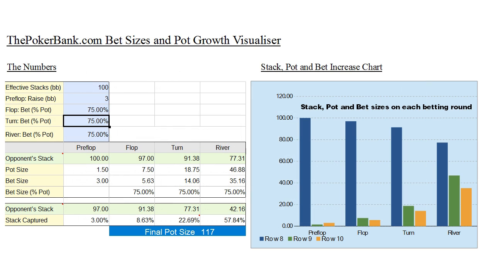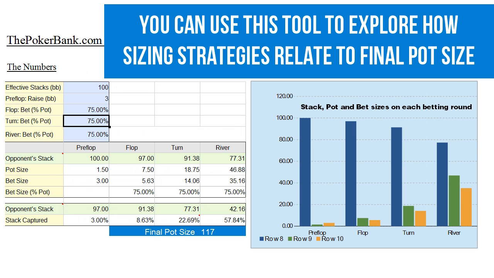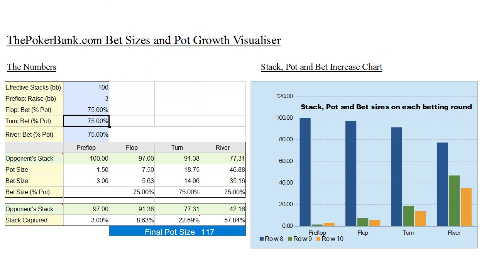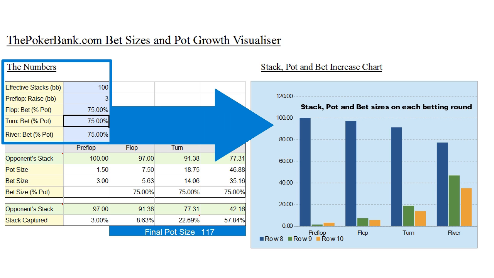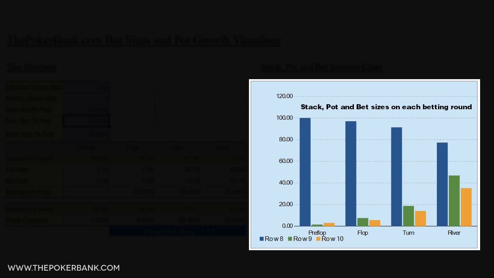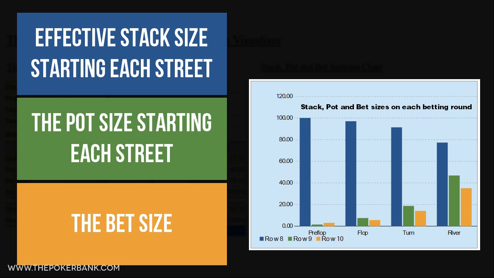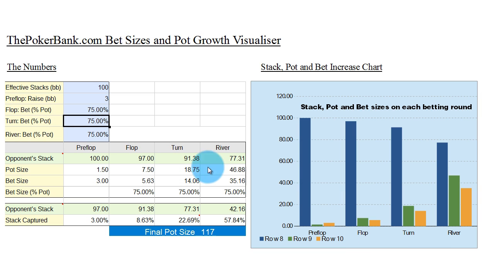Once you get it downloaded, you can have a lot of fun by plugging in some simple numbers and seeing how things change. Basically, you get a few things in this spreadsheet. You can plug in some simple numbers like effective stack sizes and bet size percentage per street to then visualize everything in the graph on the right. The graph shows you the effective stack sizes starting each street in blue, the pot size in green, and the bet size in gold. Notice how if we change any number at all, we get immediate visual feedback on the graph on the right.